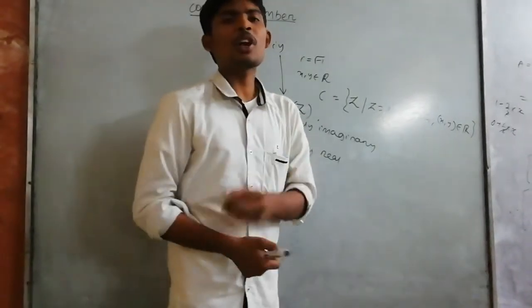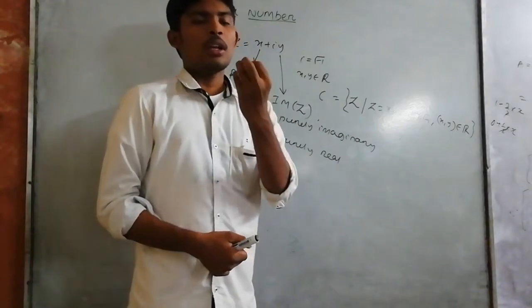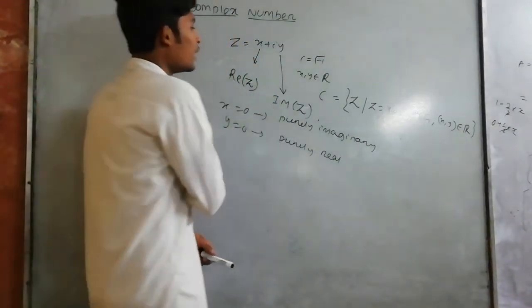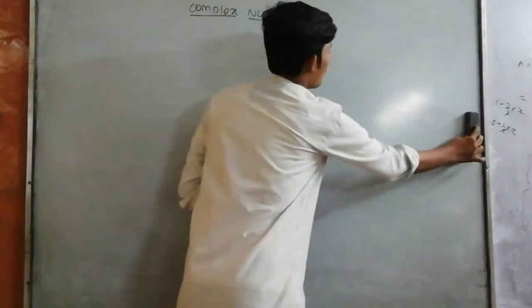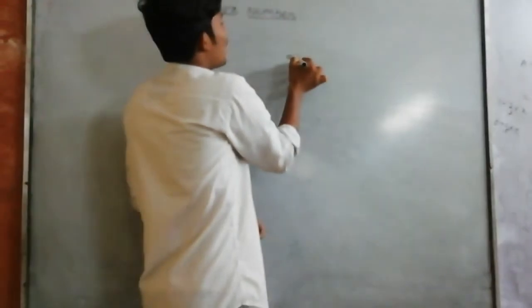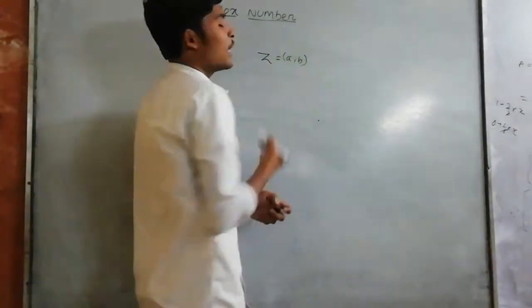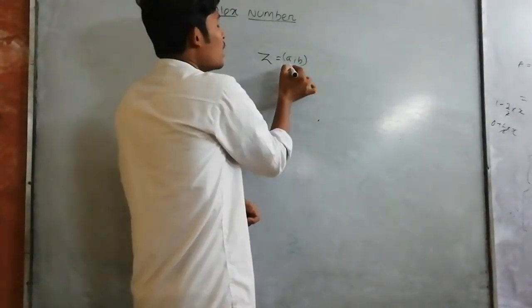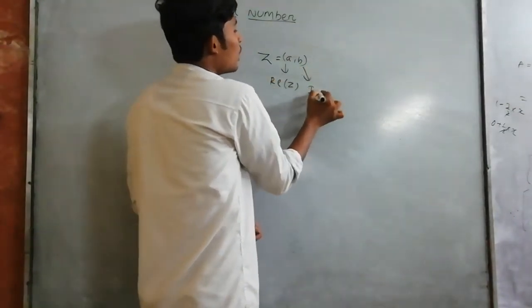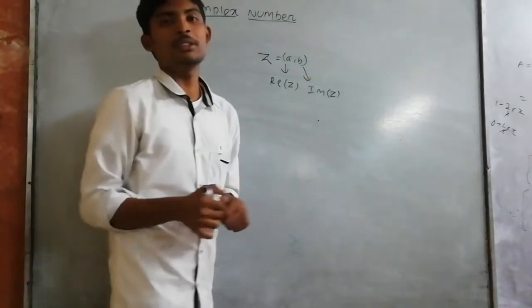A complex number is also written as an ordered pair. That is, if you write any complex number as the ordered pair (a, b), z equal to (a, b), then here a is the real part and b is the imaginary part. Understand?